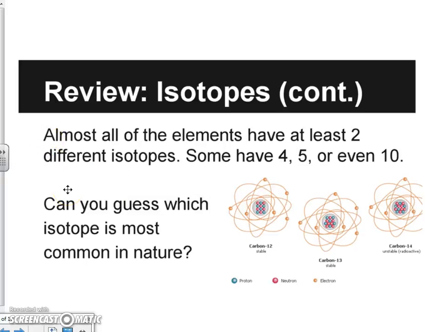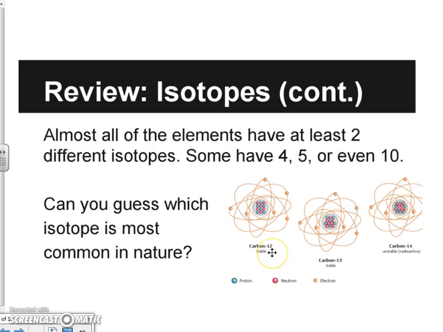So almost all elements have at least 2 different isotopes. Some of them have just a ton. Some are stable, others not so stable. And that's why if you look at that bottom number on your periodic table, that average atomic mass, it's closer to one number versus the other.